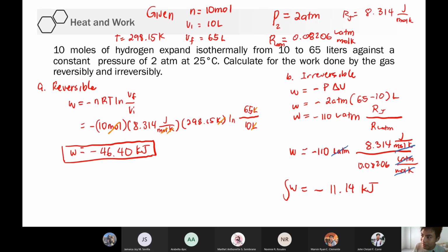Oops. Ay, hindi ko pala na-box. Kala ko na-box ko. Yan. So as you can see, the work is dependent on the process. No? So if that's reversible, ito yung value niya. If that's irreversible, this is the value. But still, both of them ended up with the same final state. No? Ay, sabihin, yan. Work is path function.